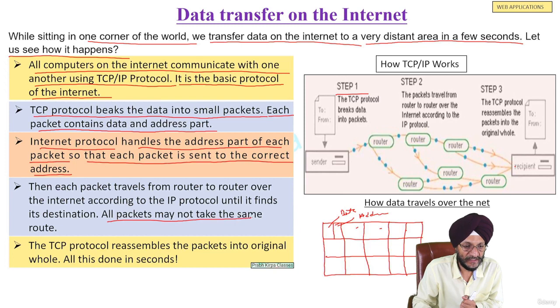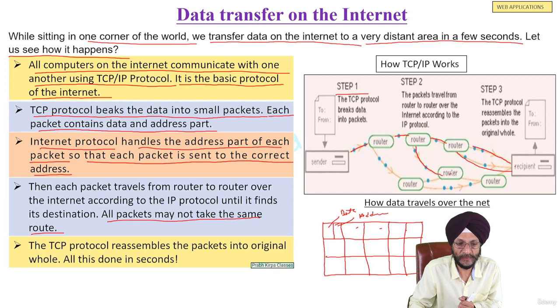All the packets of data do not follow the same route. You can see that these small packets do not follow the same route. Some of the packets follow this route. There are some others who follow this route. There are some other small packets of data who follow this route.